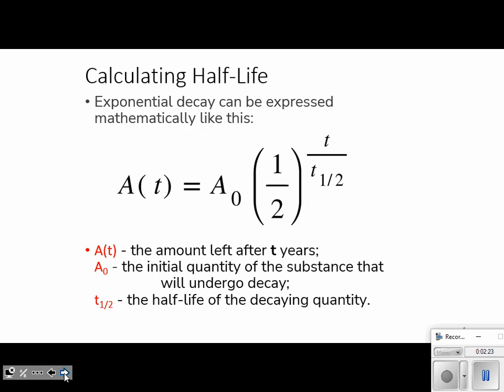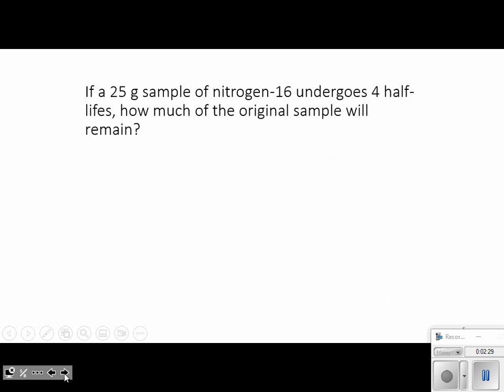Now, we won't always use this equation because sometimes we will not have enough of the information to use the equation. But we're going to do a couple of examples, and then I'm going to set you loose. So, go ahead and copy this into your notebook, and then we will discuss the problem.